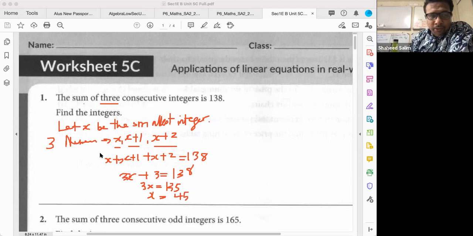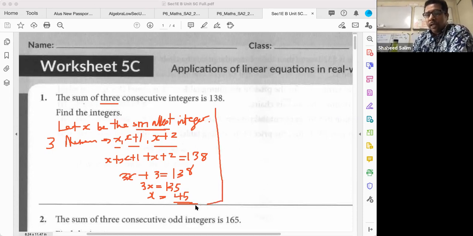So what is x? The smallest number is x. It's 45. What's the next number? Plus 1, 46. What's the next? Plus 2, 47. Can you see it? Okay, now you try the next one.